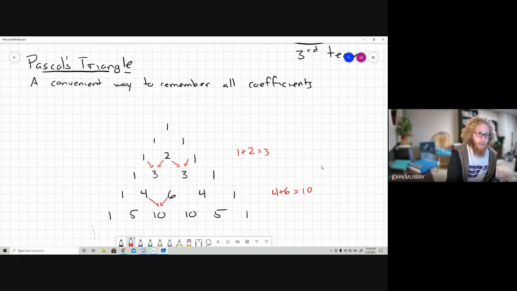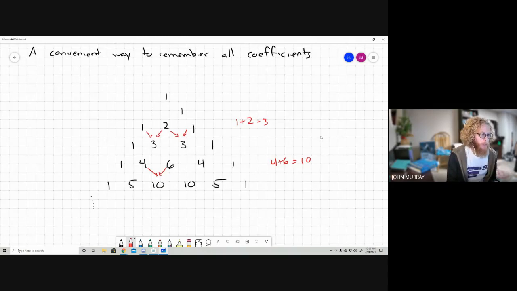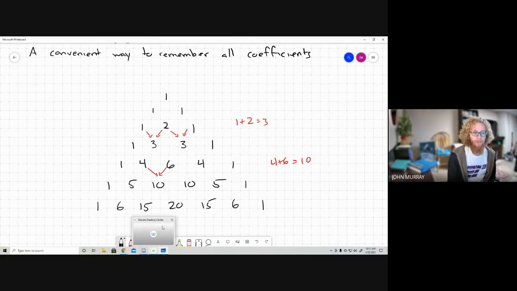So let's go one more layer now that we know the trick. My first number on the outside is always going to be a 1 and a 1. So this number here is going to be 1 plus 5, which is 6. This number here is going to be 5 plus 10, which is 15. This number here is going to be 10 plus 10, which is 20. This number here is going to be 10 plus 5, which is again 15. And then we're going to have another 6.